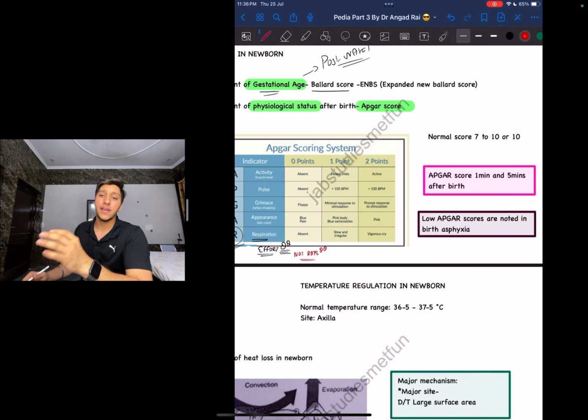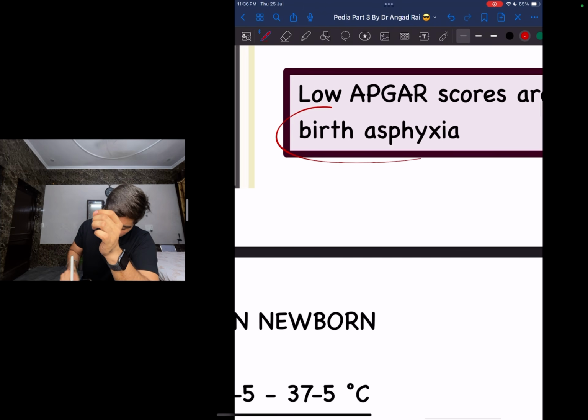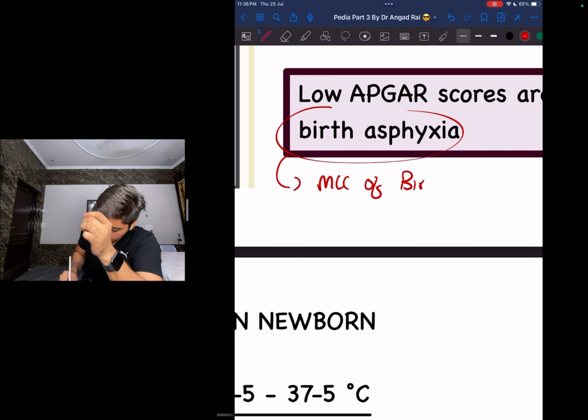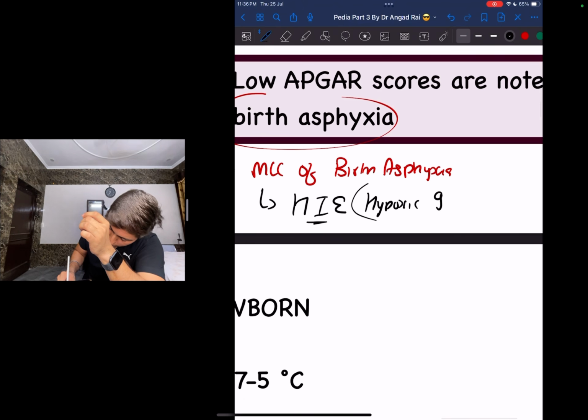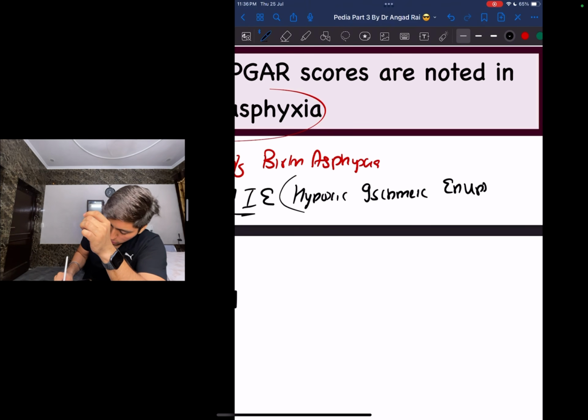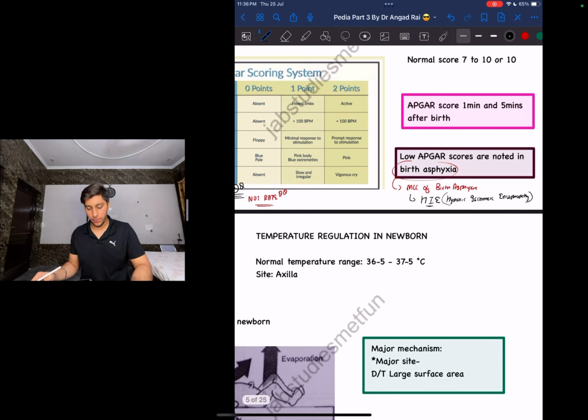Now in pediatrics, wherever you see birth asphyxia and they ask you what is the most common cause of birth asphyxia, guys, your answer for this, for the most common cause of birth asphyxia, you have to mark hypoxic ischemic encephalopathy. Hypoxic ischemic encephalopathy. Alright, so that is the most common cause.